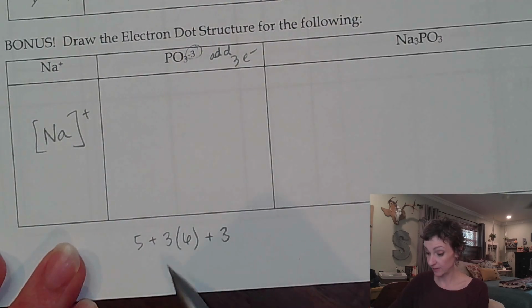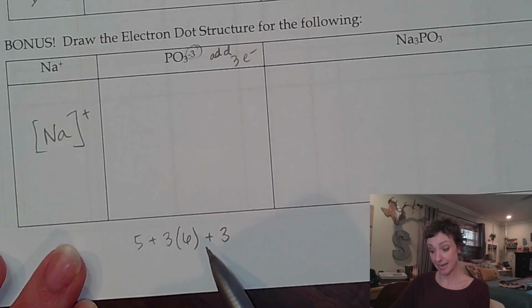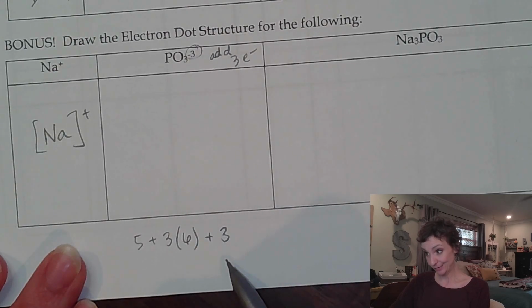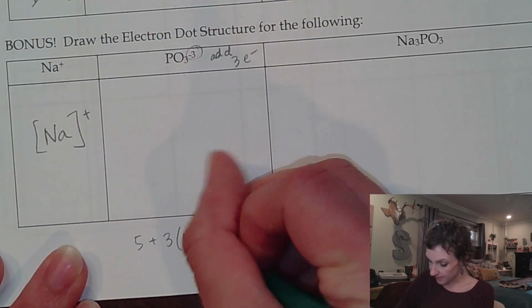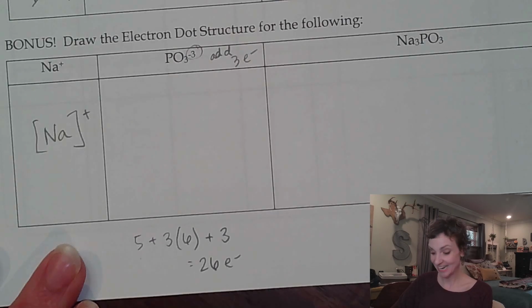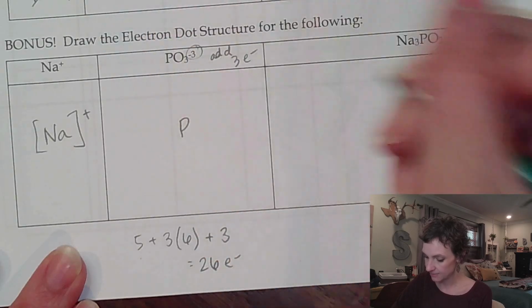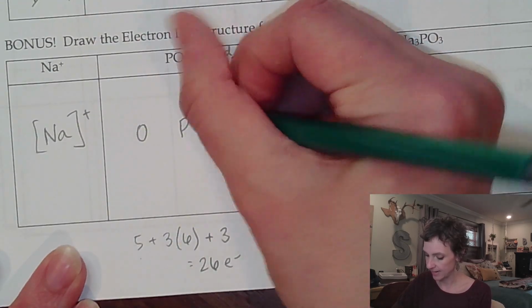Let's see if Miss Sabaka can do the math in her head. 3 times 6 is 18. +3 is 21. +5 is 26. Hopefully I did not embarrass myself and count up the wrong number. I will realize my mistake if that is happening to be true. Okay. Phosphorus is going to go in the center, right? My 3 oxygens are going to go on the outside.